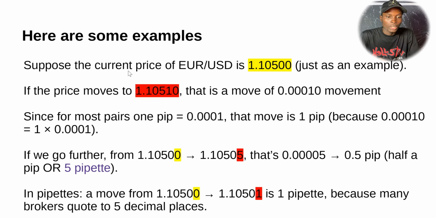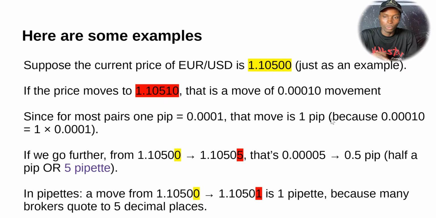Now, here are a few examples. Suppose the current price of Euro USD is 1.10500. As an example, if the price then moves from 1.10500 to 1.10510, that movement is a movement of 0.00010. Okay, so we're trying to establish something here. Since for most pairs 1 pip is 0.0001, that move is a 1 pip movement because 0.00010 is equal to 1 times 0.0001.